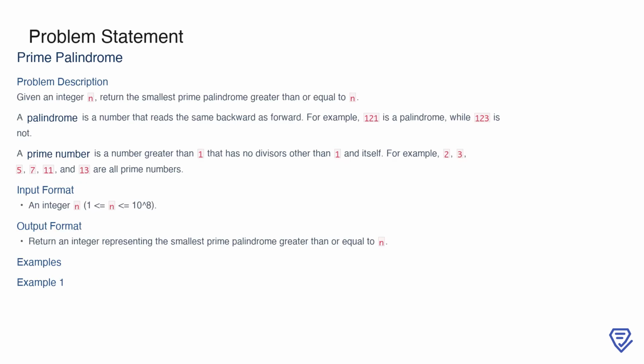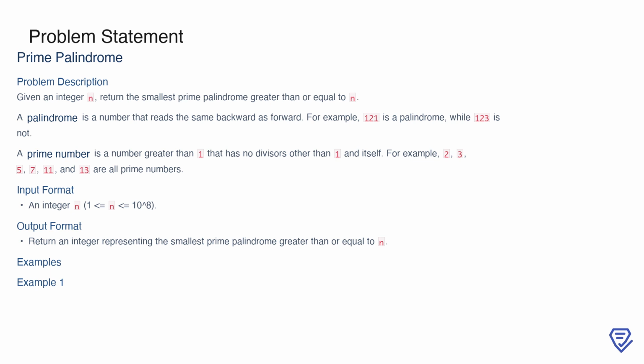Let's dive in. In this problem, we are tasked with finding the smallest prime palindrome that is greater than or equal to a given integer, n. A palindrome is a number that looks the same when reversed. For example, 121 is a palindrome, but 123 is not. Similarly, a prime number is a number greater than 1 that can only be divided evenly by 1 and itself, such as 2, 3, 5, and 11.